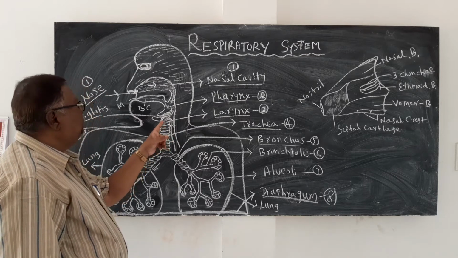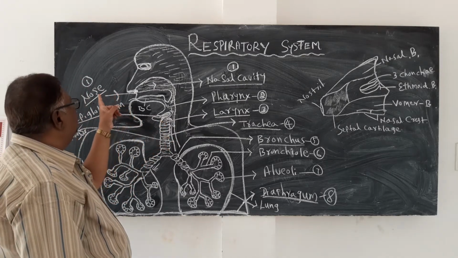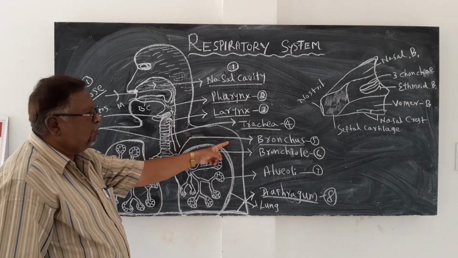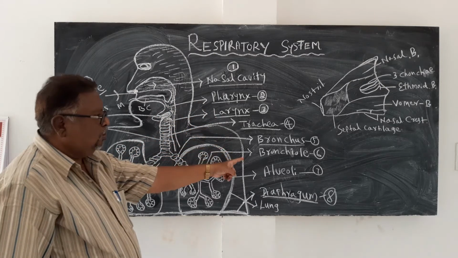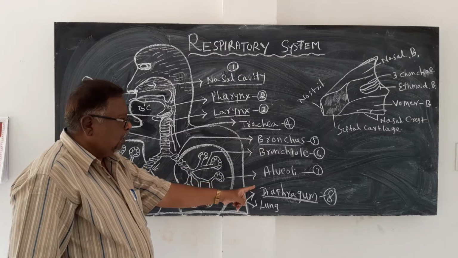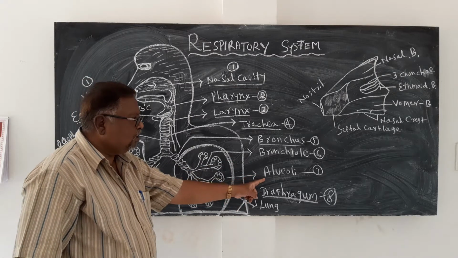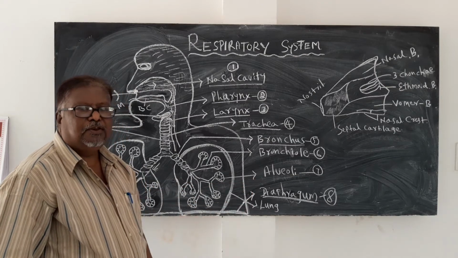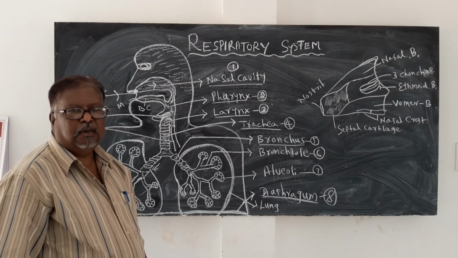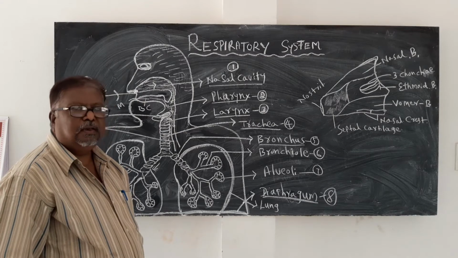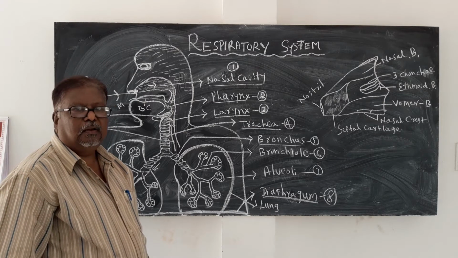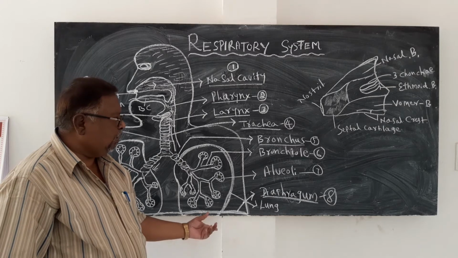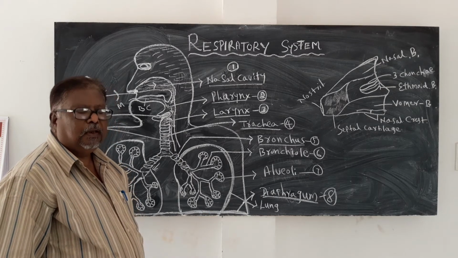So this is about the respiratory system, wherein the nose, nasal cavity, pharynx, larynx, trachea, bronchus, bronchioles and alveoli are very important. And last is the diaphragm, which helps in respiration. The major function of the diaphragm is movement. The contraction and the relaxation of the lungs is controlled by this diaphragm only.